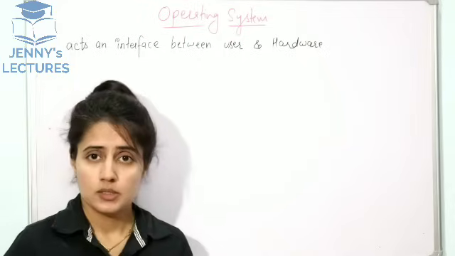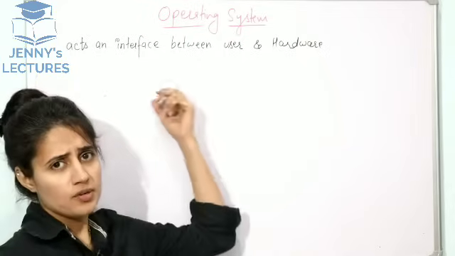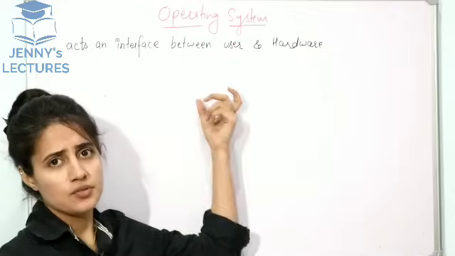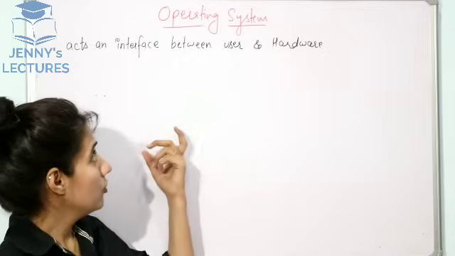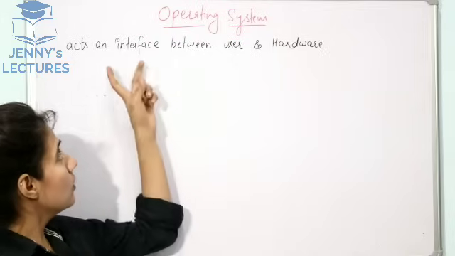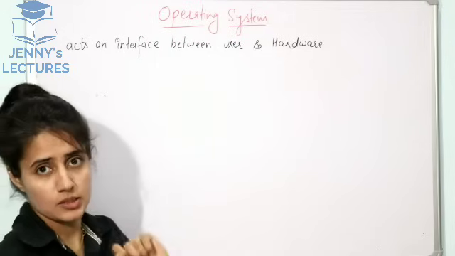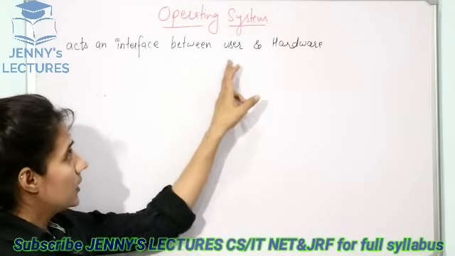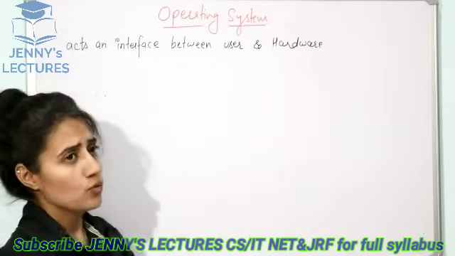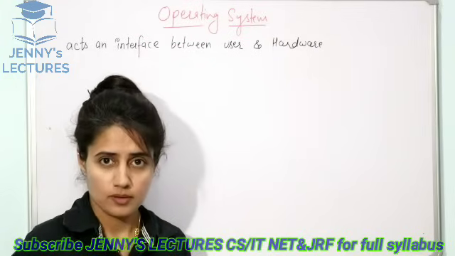First of all, what is operating system? You find this definition everywhere: it is an interface between user and hardware. That is not new, but I am just going to tell you what this interface means. Before proceeding, I must tell you operating system is a system software.